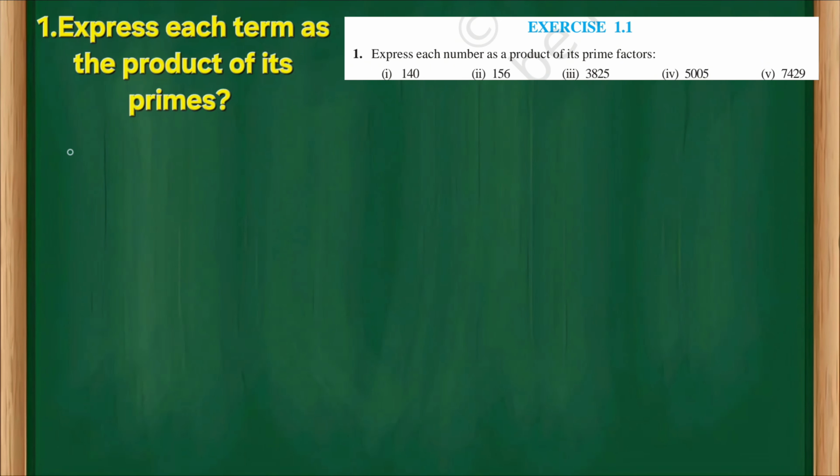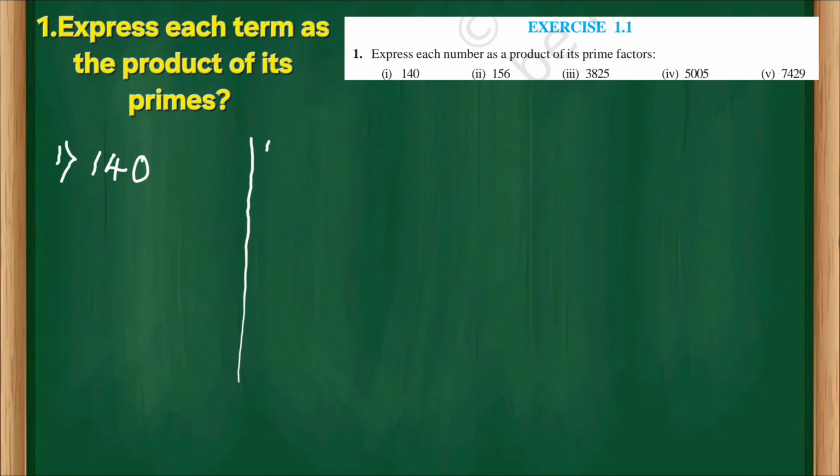Today let us start chapter 1, Real Numbers, of class 10. So here we are solving exercise 1.1, question number 1 of chapter 1, Real Numbers. The first question is to express each number as a product of its prime factors. So here basically we have to do prime factorization of the given numbers.